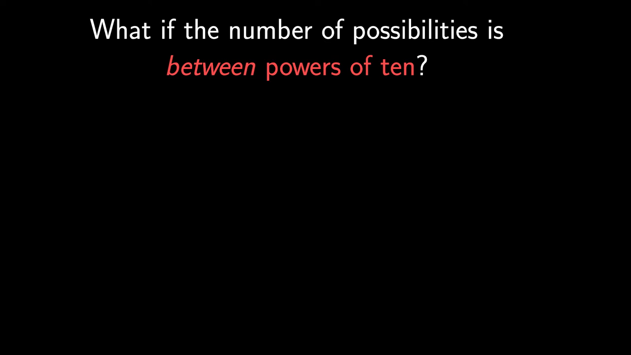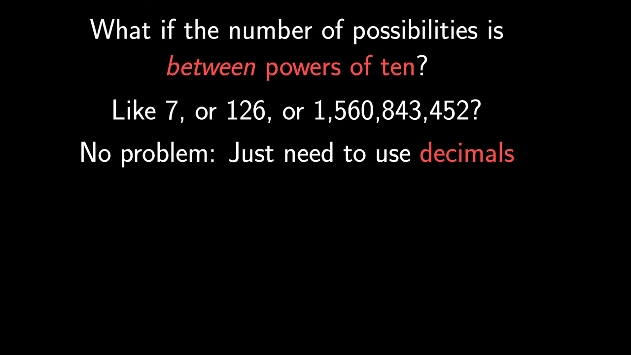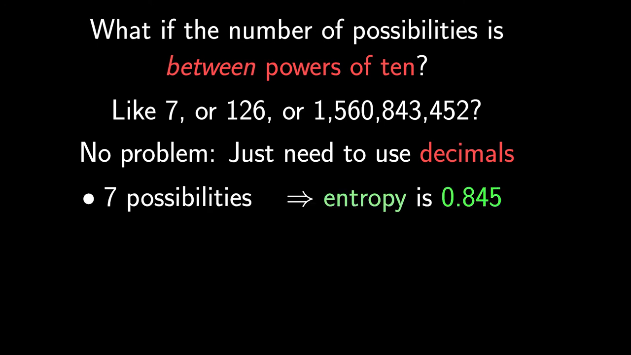What if the number of possibilities is between powers of 10? Like, I've got 7 possibilities. I'm thinking of a number from 1 to 7, or 126 possibilities, or this number, 1,560,843,452. That's no problem. You just use decimals for things between powers of 10. So 7 possibilities, that's between 1 and 10, so it gets an entropy that's sort of between the 0th power and the 1st power. So it's 0.845.